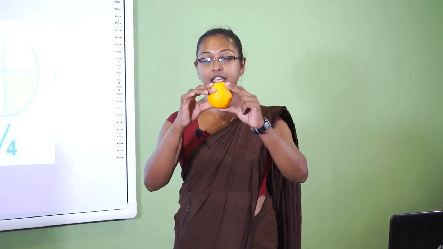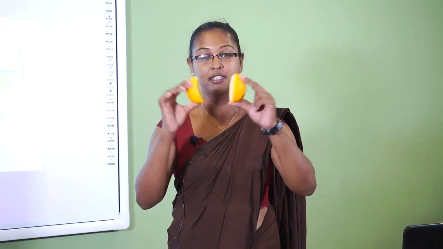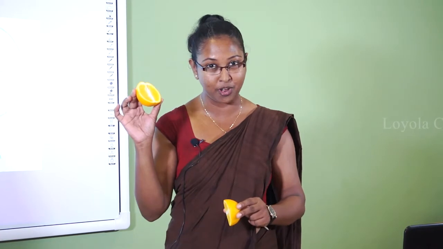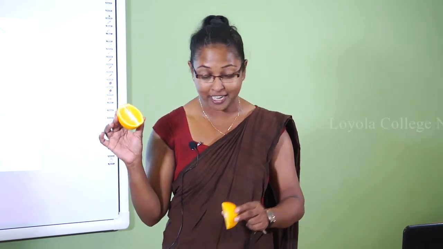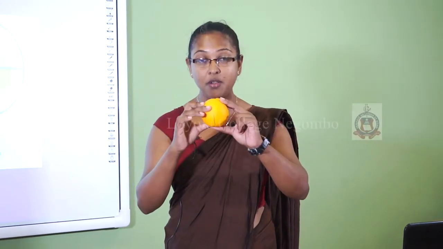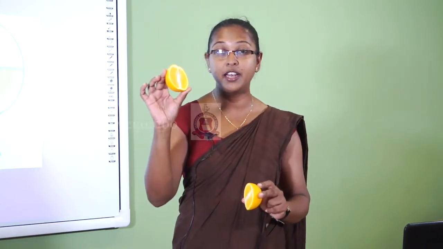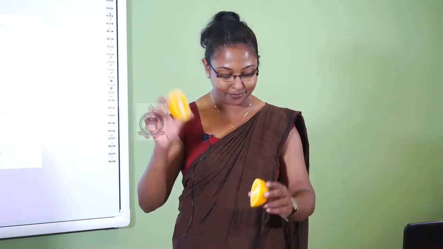Did you see? These two parts make the whole one. So the whole one has two equal parts. One part is called half. Right? I'll explain again. When we separate the whole one into two equal parts, then one part is called half. Right? I'll show you another.